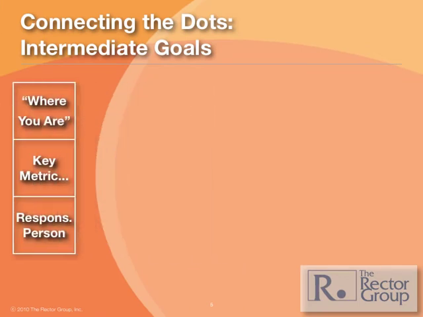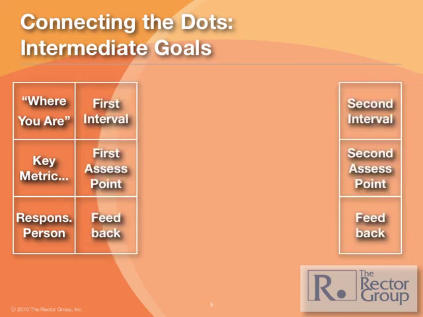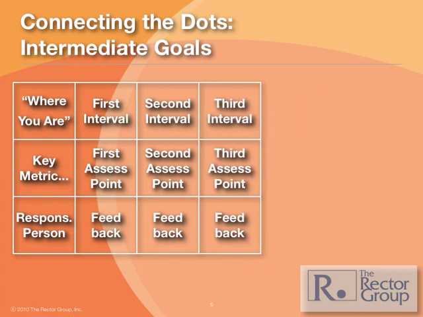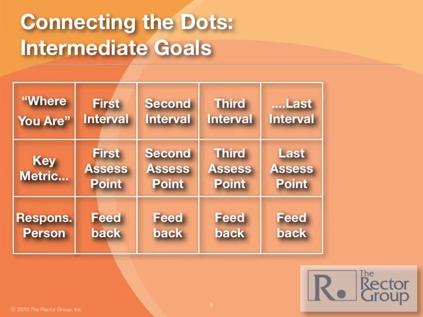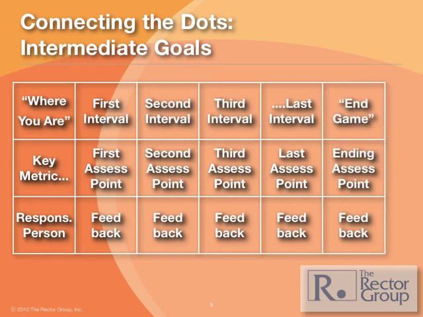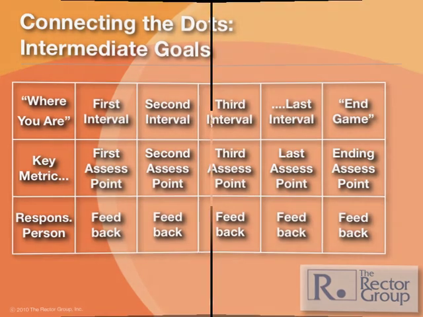And then when you've done that, you can talk about what my intermediate goals are. I've defined where I am, I understand my key metrics, and a responsible person. And then we set a time of regular intervals when we want to set those metrics, those assessment points, to be able to provide feedback to the responsible person and get to our end game.